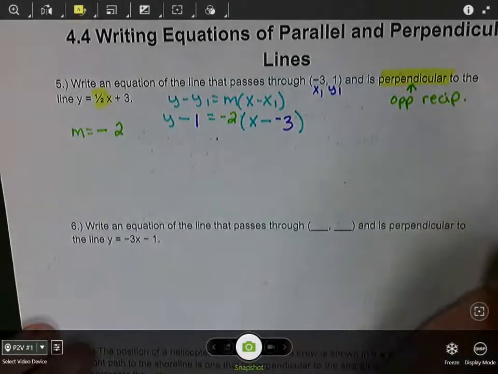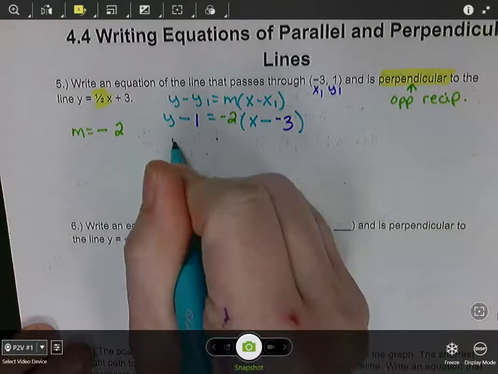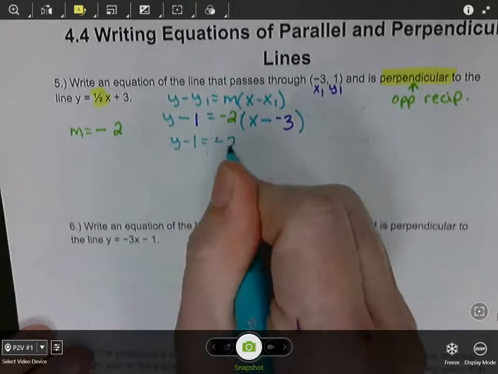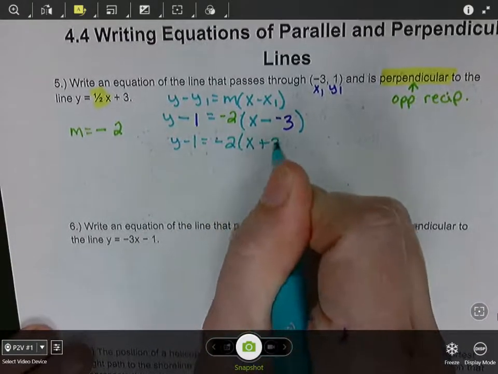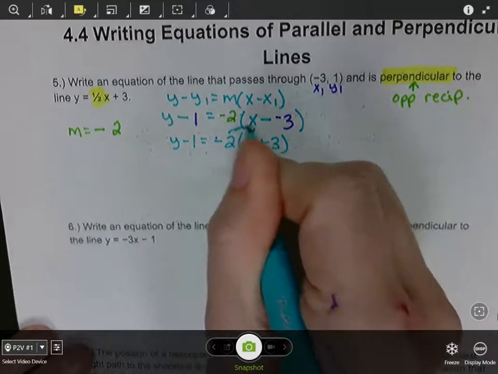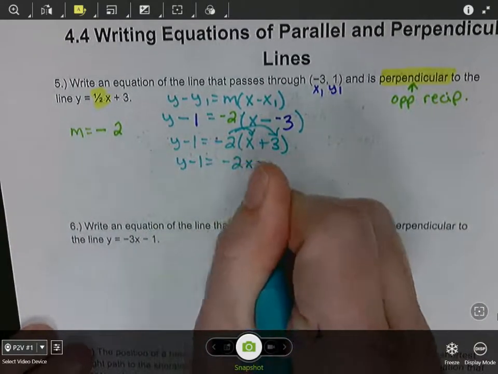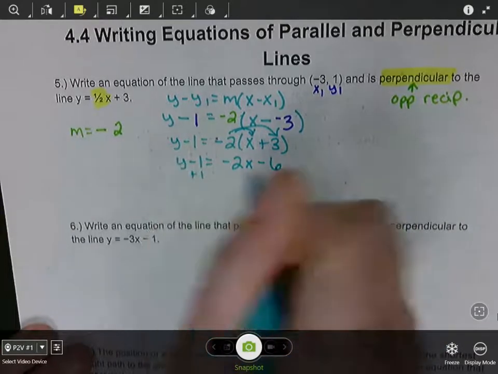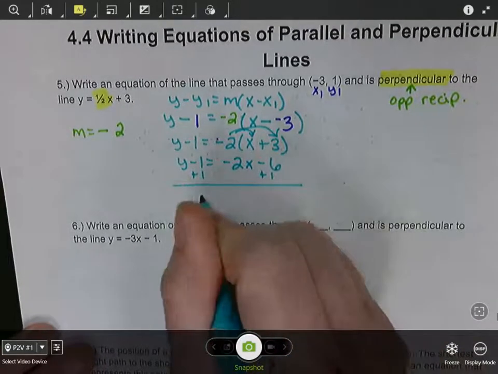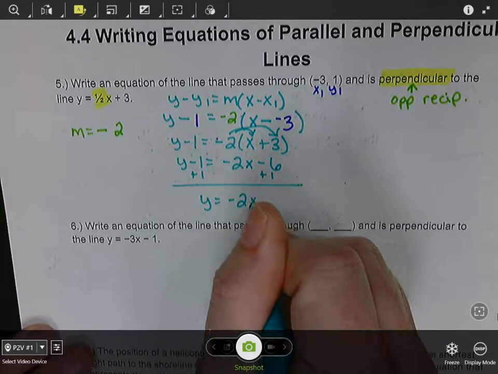Now I just need to start simplifying. I notice that there's a double negative, so I change that to x plus 3. And then I distribute my -2. So y minus 1 equals -2x minus 6. And then we add 1 over to the other side. y equals -2x minus 5.